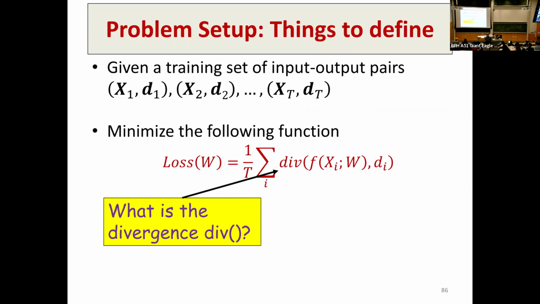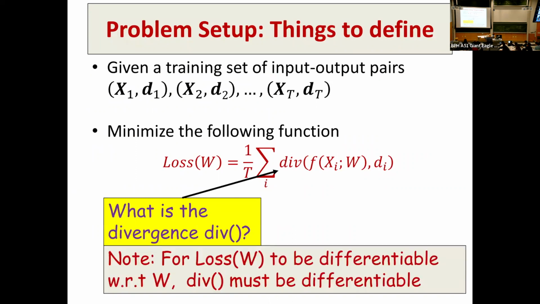Here's the last bit, the divergence. And this divergence, our loss needs to be differentiable, right? For the loss to be differentiable, we wanted the activations of the neurons to be differentiable. We saw this earlier. But then the loss also must be differentiable, because the divergence must also be differentiable, because if the divergence is not differentiable, then the loss is not differentiable, right?